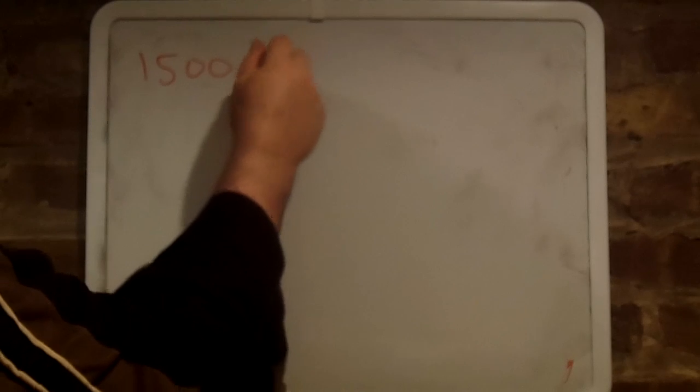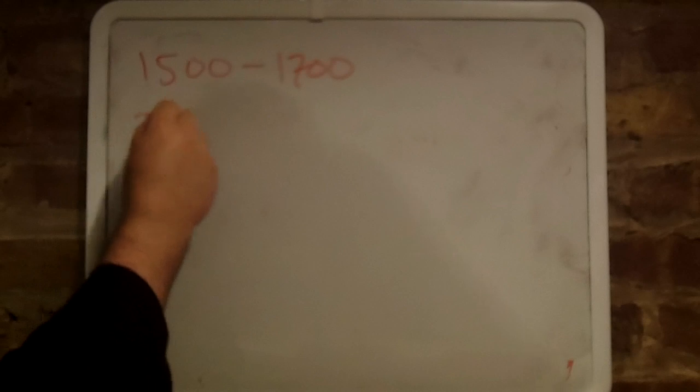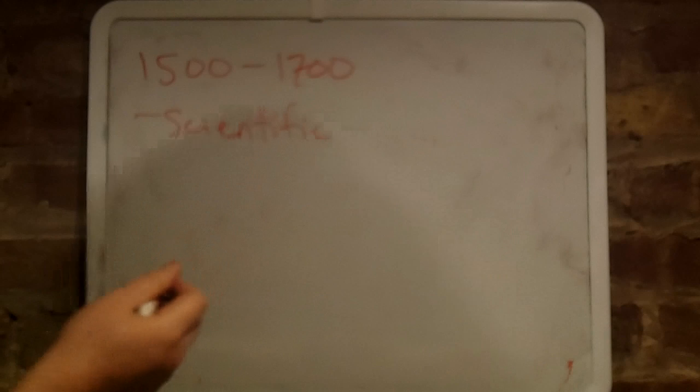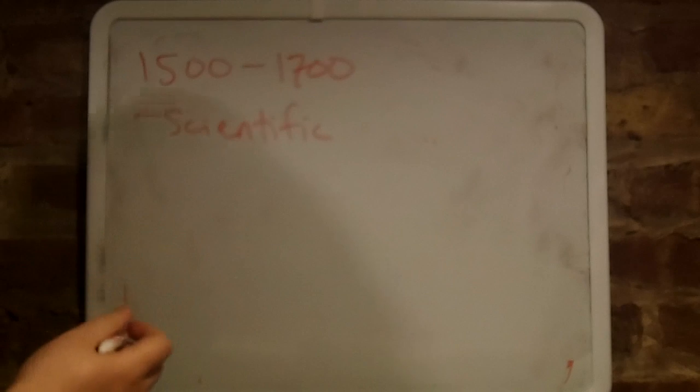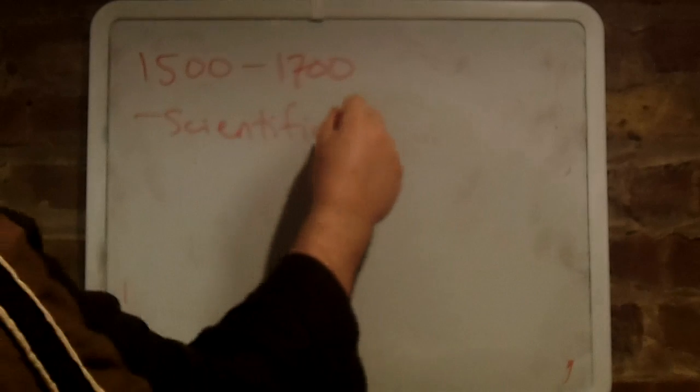A lot of these eras overlap, so it can be hard to pick them apart. So going from about 1500 to 1700, we have the scientific revolution. And it wasn't really one event, it was just a series of important discoveries that happened fairly close together.